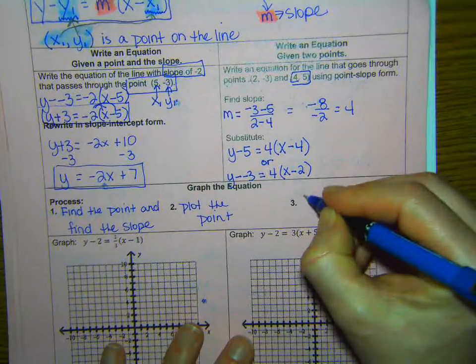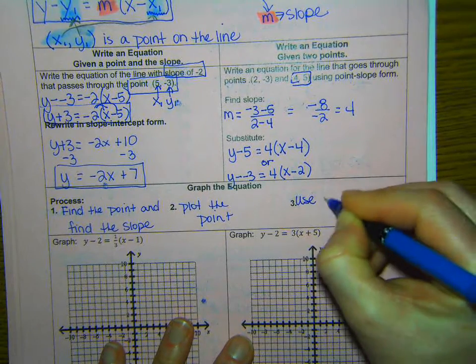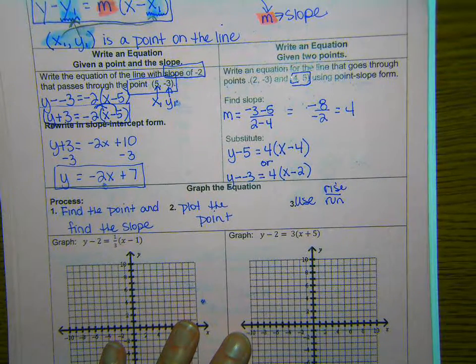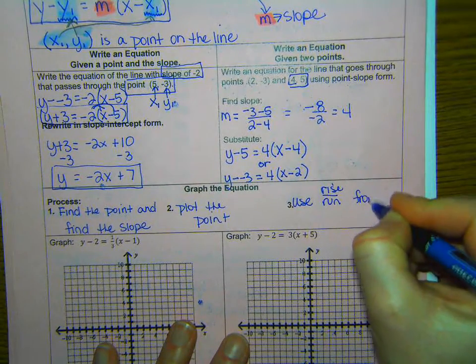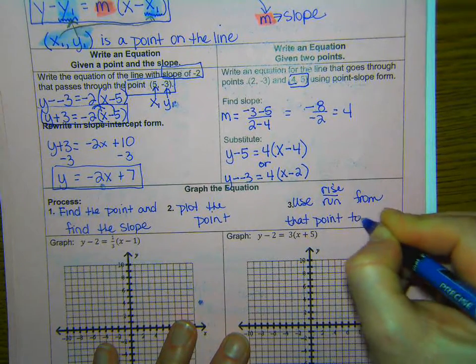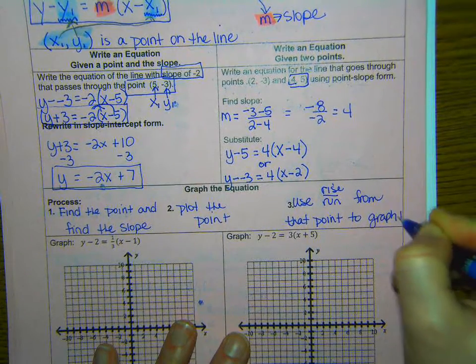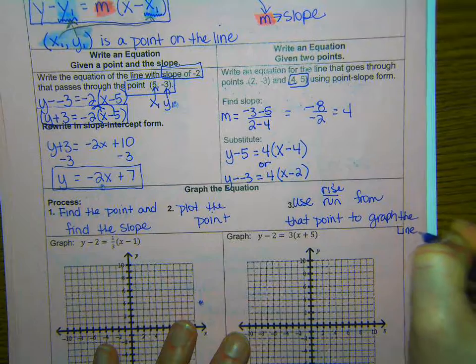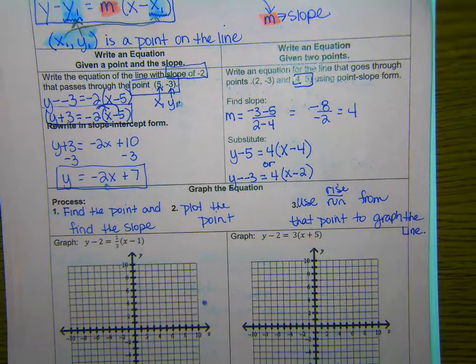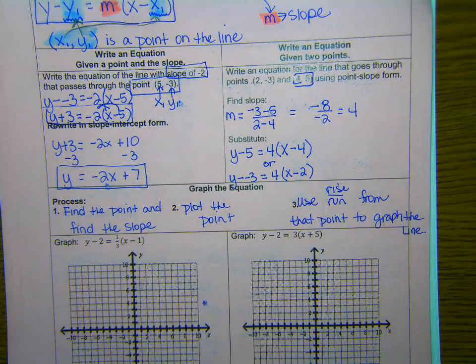Finally, number 3, you are going to use rise over run, because you have the slope now, right? From that point to graph the line. Because sometimes that can be overwhelming, you see something in the graph and you're like, oh, that's why I like to sometimes write step by step what we do. Okay? So let's take a look at the first one.